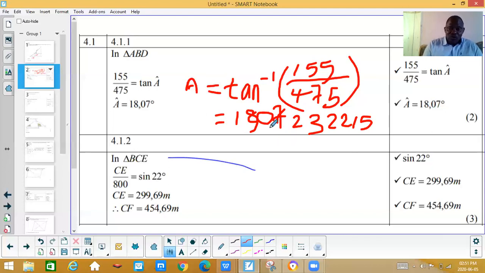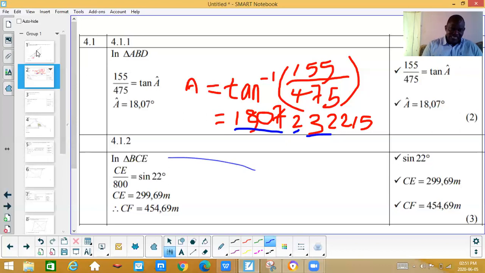Now, because it's 18.07232215 and these are degrees, you give your answer correct to 2 decimal places. Here you are guided by the units that you are using. For 2 decimal places, the next digit, 2, is less than 5, so you just write 18.07, up to here only. That is what you need to do.